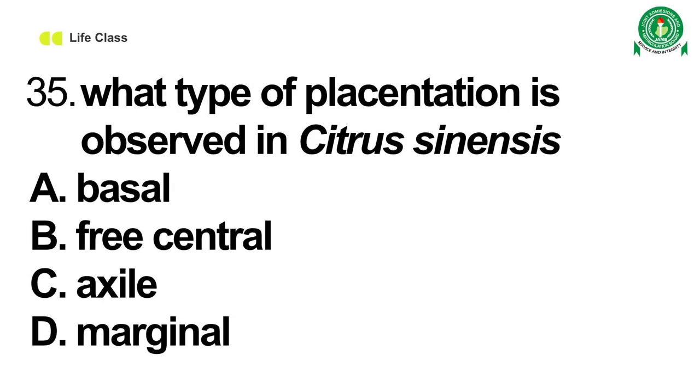What type of placentation is observed in Citrus sinensis? Citrus sinensis is the botanical name for orange. So the options say A, basal, B, free central, C, axial placentation, and D, marginal placentation. So orange naturally has the axial placentation. So the correct answer is option C.